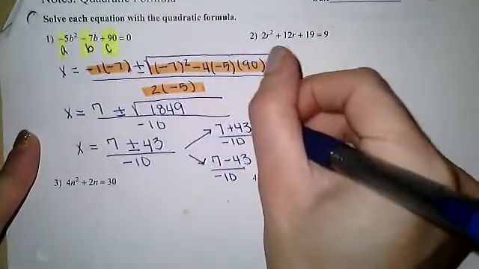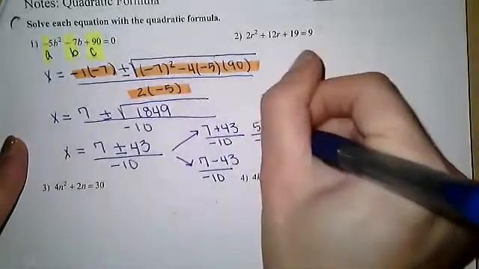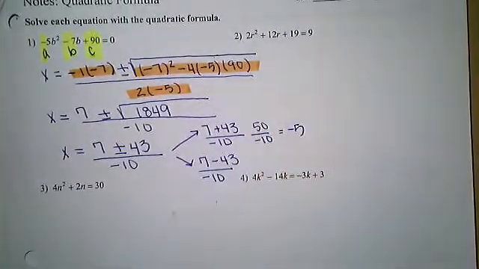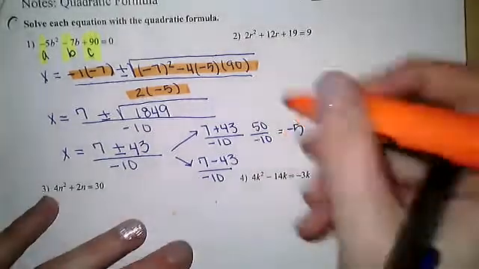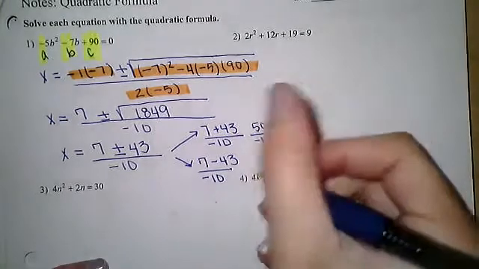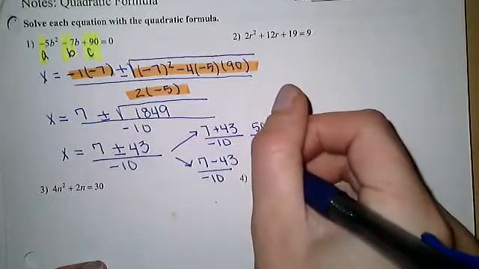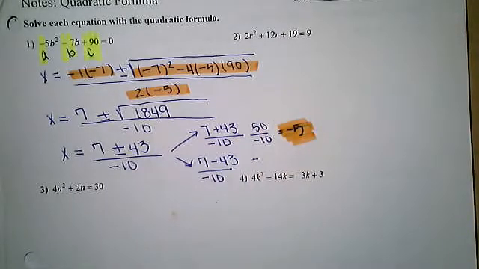7 plus 43 is 50. Over negative 10 is negative 5. That's our first answer. That's our first root where it crosses the x-axis. And then 7 minus 43, that's a tricky one. I might have to use my calculator for that one.